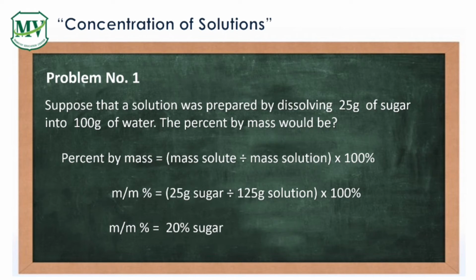Therefore, it is safe to assume that the sum of the masses of both the solute and the solvent is the mass of the solution. That's why we are able to derive our solution's mass, which is 125 grams. Do the math and you will get an answer of 20%.